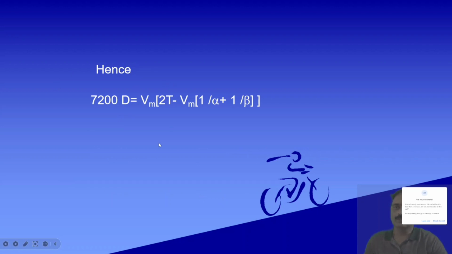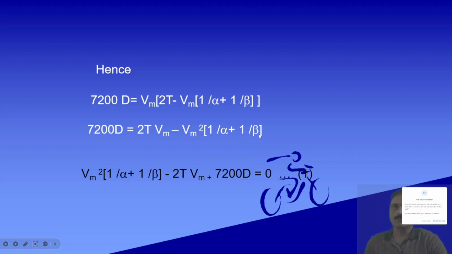Hence we get 7200 D. So if you cross multiply it, if you take out 7200 to the left hand side, we get the equation as 7200 D is equal to Vm into 2T minus of Vm into 1 by alpha plus 1 by beta. So when you multiply this equation, we get Vm into 2T is going to give us 2T into Vm minus of Vm into Vm, which is going to give us Vm square into 1 by alpha plus 1 by beta. So here we can replace this factor 1 by alpha plus 1 by beta by K. So we finally get the equation Vm square into K minus 2T into Vm plus 7200 D equal to 0.